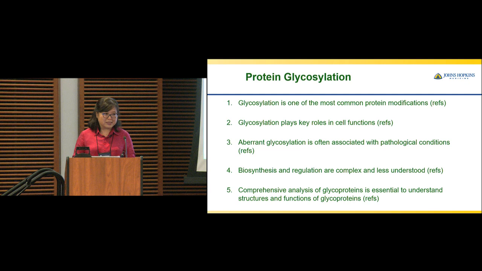Generally, it starts with: glycosylation is one of the most common protein modifications, not necessarily post-translational modification, because glycosylation is a co-translational modification. And glycosylation plays essential roles in cell function, and aberrant glycosylation is often associated with pathological conditions like disease, and the biosynthesis and regulation of glycosylation are complex and also less understood. Therefore, comprehensive analysis of glycoproteins is essential to understand the structure and function of glycosylation.